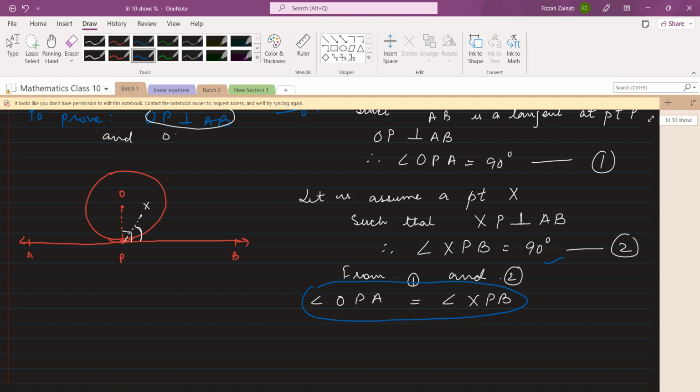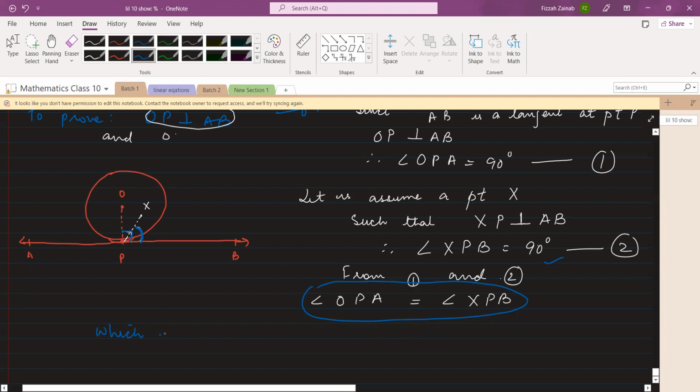Now, this angle and this angle can only be equal when X actually passes through O, isn't it? I mean, X cannot lie anywhere else in the circle. It has to pass through O. Then only this angle is equal. Is that clear?